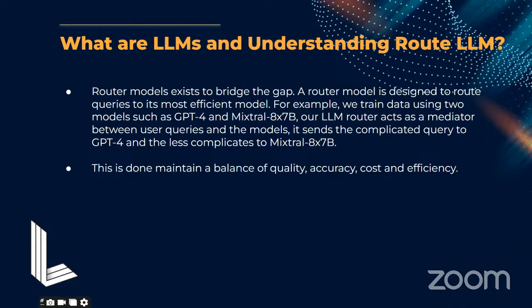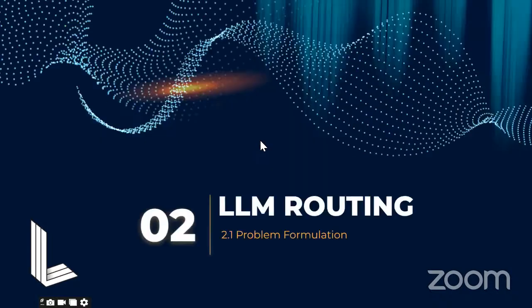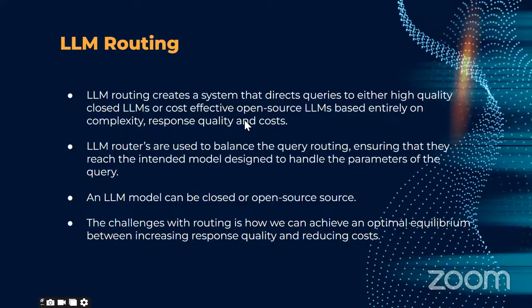Router models exist to bridge this gap. A router model, for example, is designed to route queries to its most efficient model. For example, we train data using models such as ChatGPT and Mixtral. This is done to maintain a balance of quality, accuracy, cost, and efficiency. So now we're going to be talking about the process of routing LLMs, routing user queries from the client to LLMs.